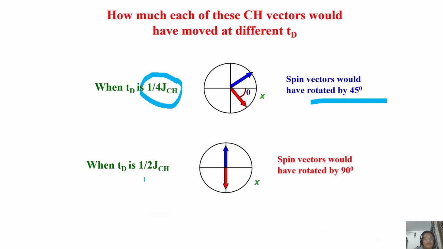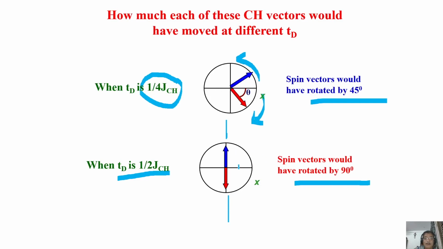Now wait for some time. Let us say TD is now not 1 by 4J but 1 by 2J. Put TD into that equation. Now what is going to happen? They are rotated by 90 degrees. So the fast moving component and the slow moving component, the one which is moving like this and the one which is moving like this, now one comes along the plus z axis and one comes along the minus z axis. They are now exactly apart by 90 degrees. Okay, this is what happens.